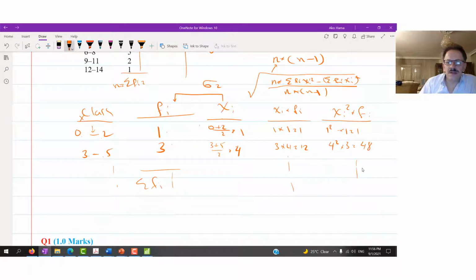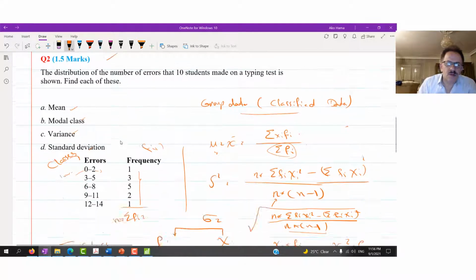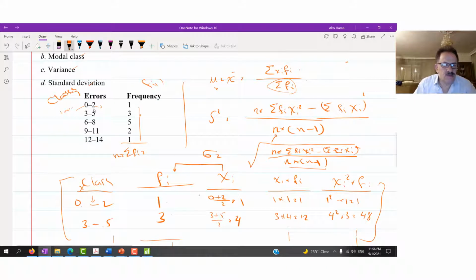Now what else do I need? I need to find the summation of fi and the other summations. So what should I do? I should find these data. This is manually. Now how can Minitab do that for me?